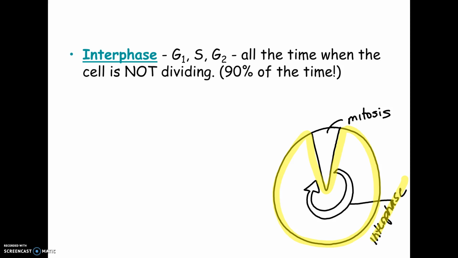But interphase itself is then subdivided into 3 subphases. And they are G1, S, and G2. And so sometimes you'll see that same pie chart like this, and you'll see G1, S, G2 as the subdivisions of interphase. Again, it's still interphase, all of this, all the way around. But it's subdivided into those 3. So let's talk first about G1.